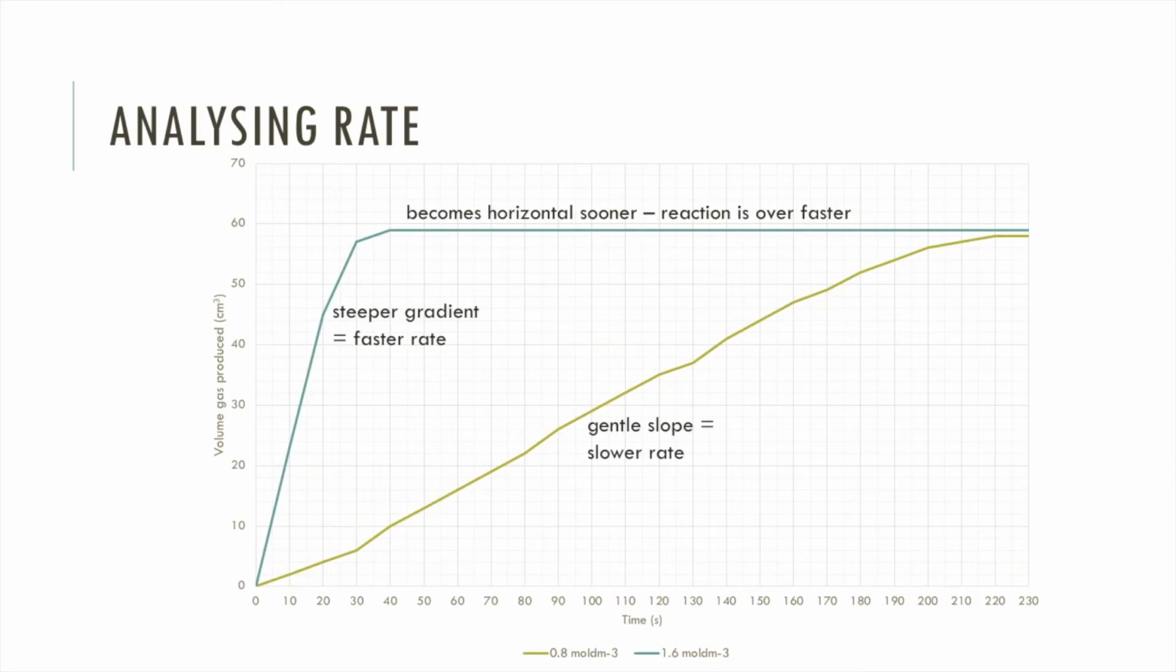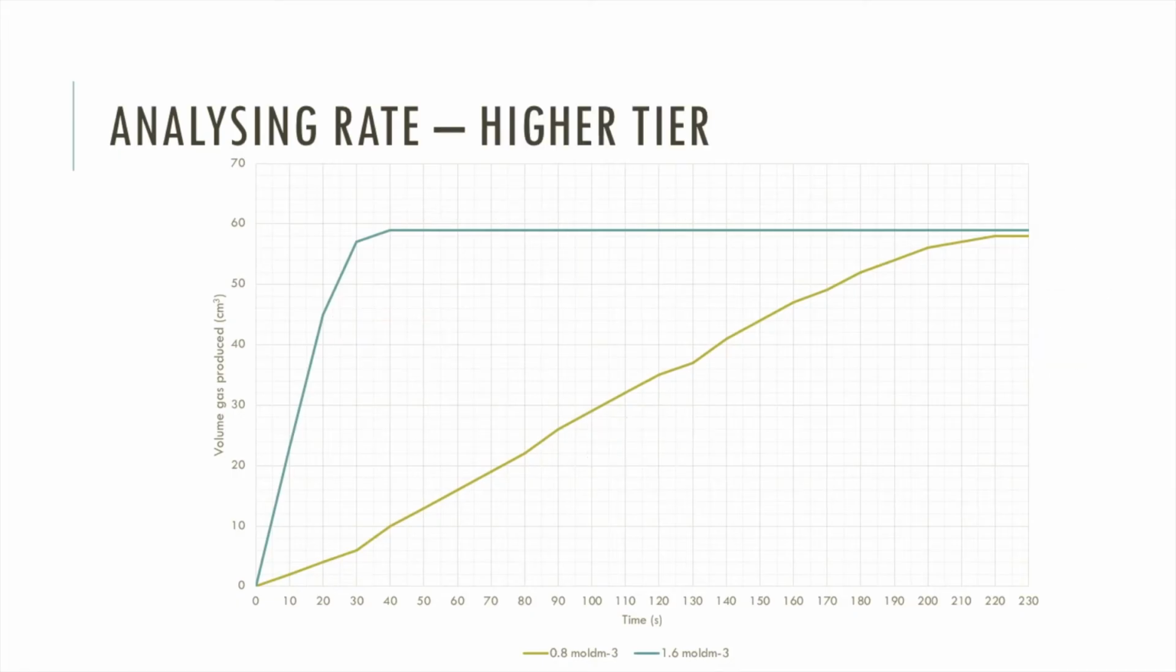Conversely, slower reactions will have more gentle slopes, and the line becomes horizontal later as the reaction takes longer to produce all the gas. The next bit of analysis of this graph is a higher tier part of the AQA specification. What you need to be able to do is measure the rate of reaction at a specific time. So I've arbitrarily chosen 15 seconds to try and find the rate for both reactions. The way you find a rate of reaction at a point in time is by finding the gradient at that point. So we need to find the gradient here for the faster reaction and here for the slower reaction.